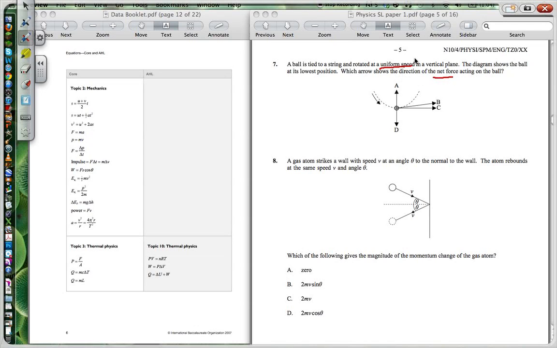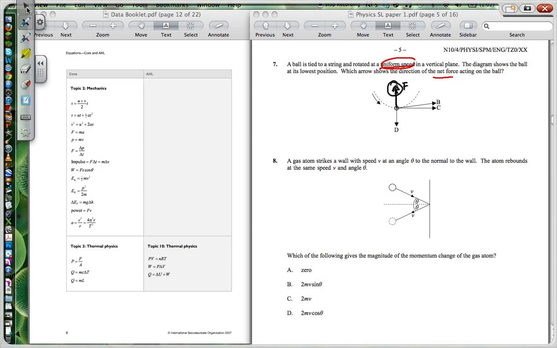Now, because it's going at a uniform speed, all the change in velocity is due to a change in direction. That's what's actually causing the acceleration. So it doesn't have any force that's actually accelerating the ball in that direction. That will remain constant. So we just have the force towards the center. With circular motion, your force is always towards the center of the circle, like that. So that will be your force. So A is the correct answer.